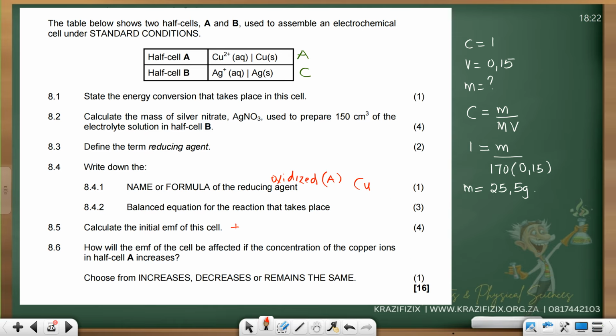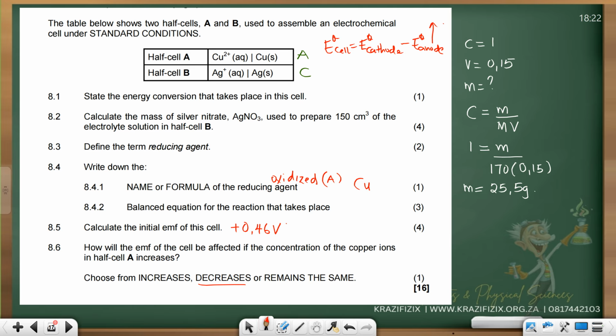Wrong answer. Positive 0.46 what? Volts. Okay. How will the EMF of the cell be affected if the concentration of copper ions increases? Now, this one is the anode, what is it doing? Increasing. Beautiful. What is your E cell? We said it's E cathode minus E anode. Which one is increasing? You are subtracting something big from what is constant. So what's your answer?